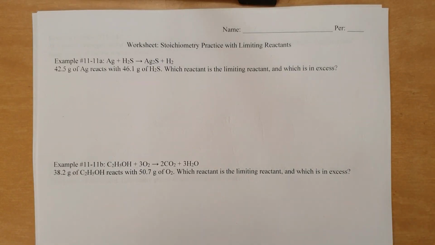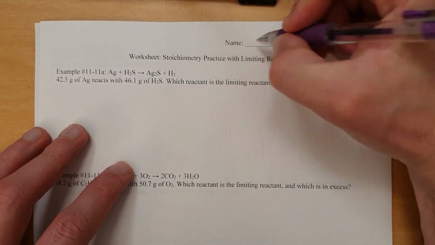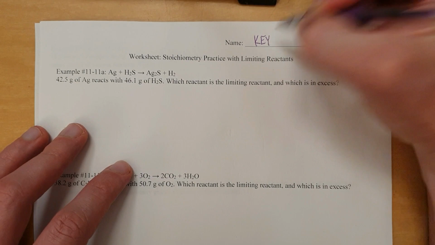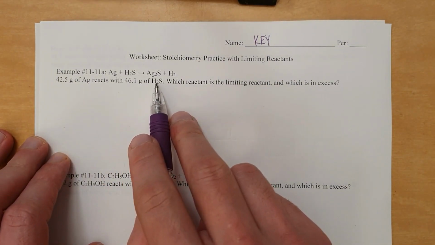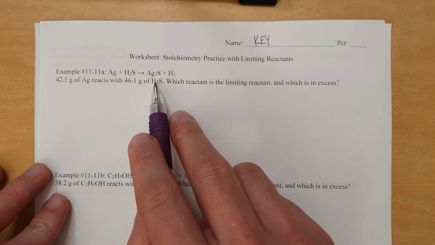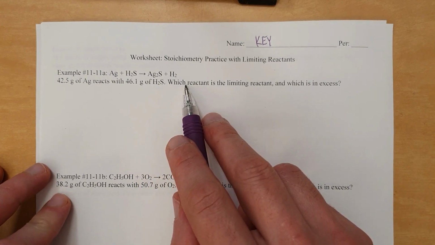All right, let's go through this. You have this many grams of silver reacting with this many grams of hydrogen sulfide, aka hydrosulfuric acid. Which reactant is limiting, which is in excess?